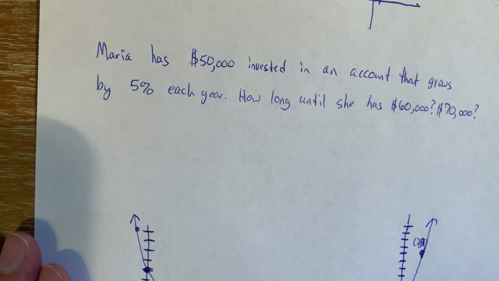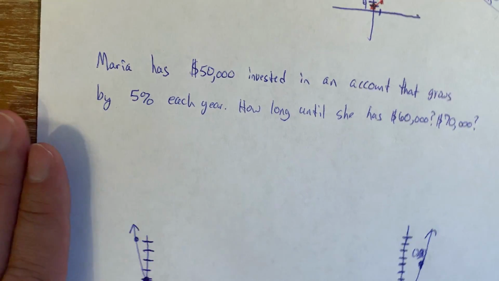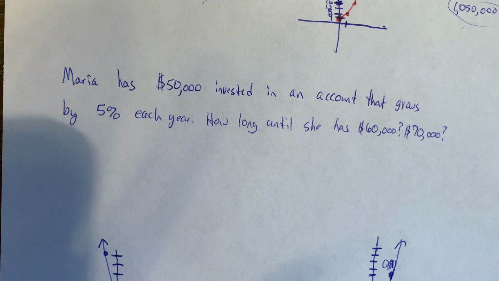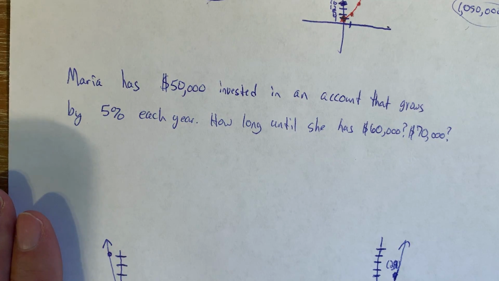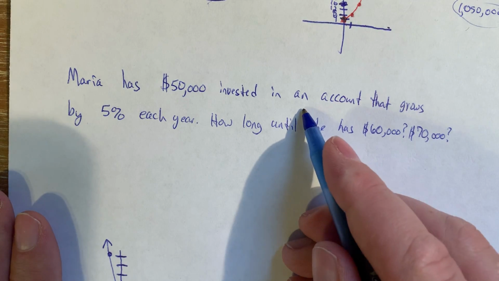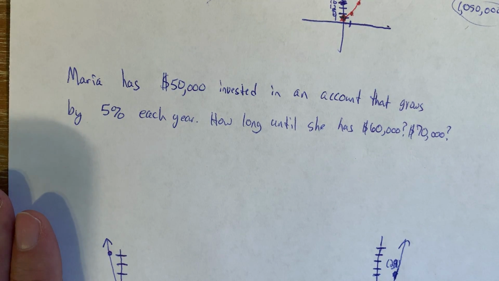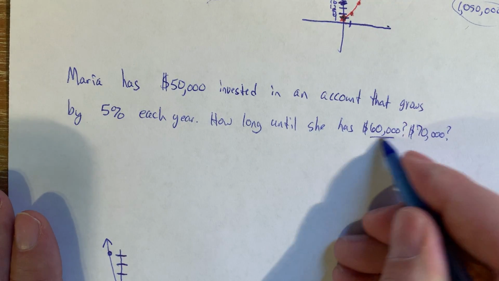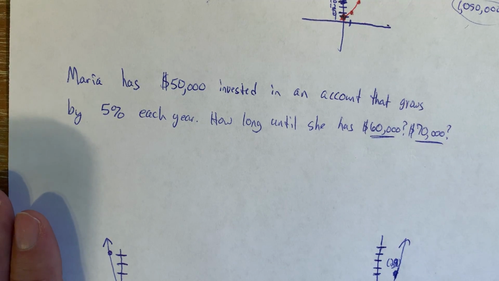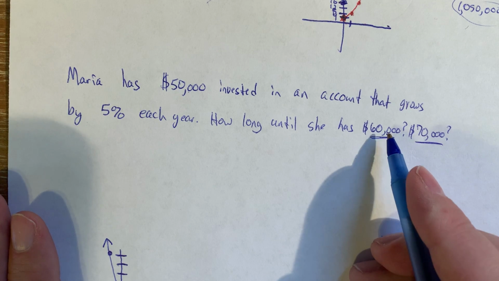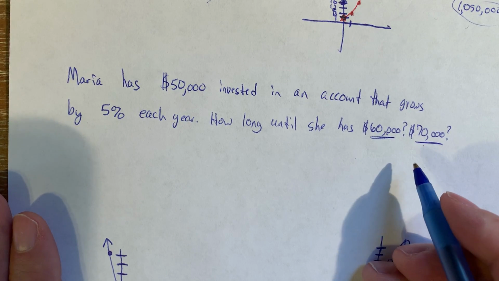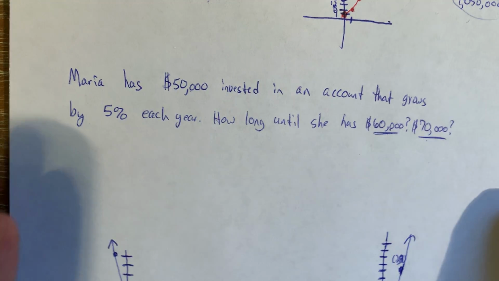This is going to be our last example for the day. Maria, let's do a money example to like whet our taste for tomorrow. Next class, we'll talk a lot more about money. Maria has $50,000 invested in an account that grows by 5% each year. How long until she has $60,000? What about $70,000? 50,000 plus 10,000 gets her to 60,000. 60,000 plus 10,000 gets her to 70,000. Will it be the same amount of time?